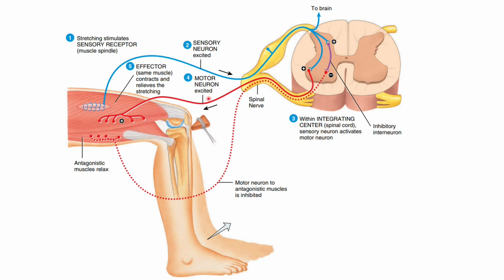And this motor neuron will act to stimulate this muscle to contract. So you are stretching the muscle. The proper response is for this muscle to contract to protect its muscle fibers from injury. This is the shortest stretch reflex in our body.